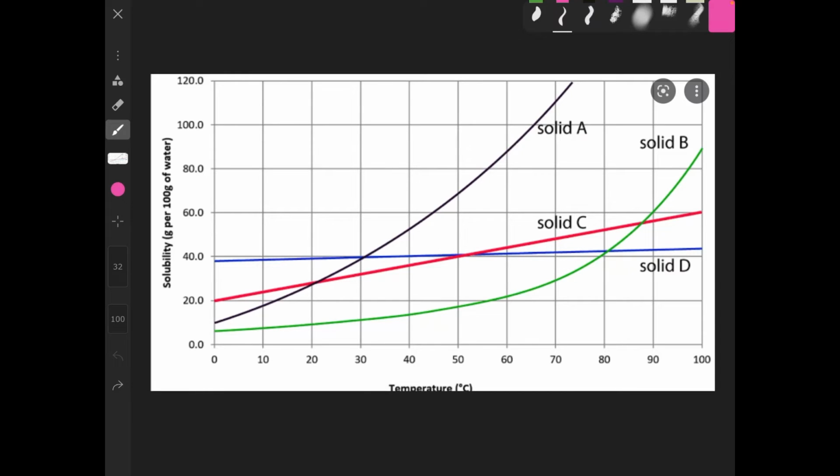Here we have a complex solubility curve. For each solid there is a different curve. For solid A, for example, we can see at 30 degrees Celsius the solubility is 40, and for solid C at 30 degrees Celsius the solubility is 30, and so on. We can see the solubility for each individual temperature for all the solids. So as you have guessed, from this curve we can find out how much solid can exactly dissolve in 100 gram of water.